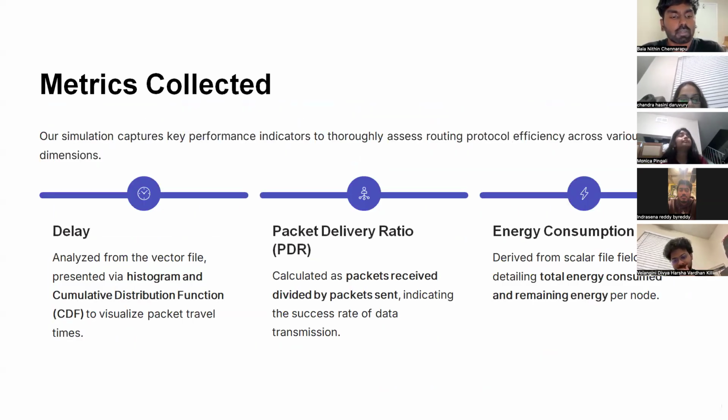Here we summarize the metrics we compute from the simulation outputs. For end-to-end delay from the vector file, we extract the delay for each successfully received packet. Delay is computed as arrival time minus generation time. We then plot both histograms and CDFs to visualize the distribution of delays, not just the mean.